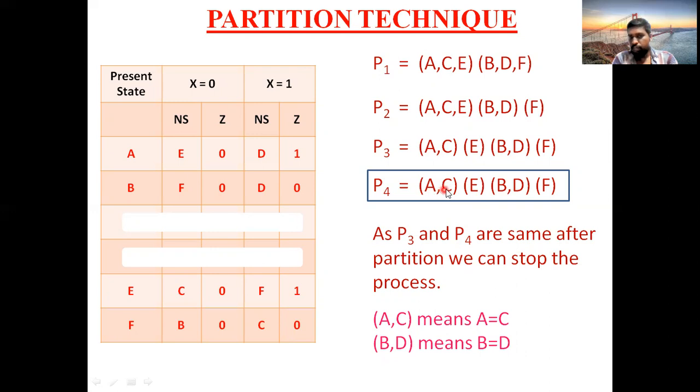Here only two are there as per the question. In some questions you will get three states in a group. It means that all three states are equal. Equal means we can eliminate any one of them. A equal to C means either you can eliminate A or you can eliminate C. So I made C the eliminated one. B equal to D means either you can eliminate B or you can eliminate D. So I eliminated D.